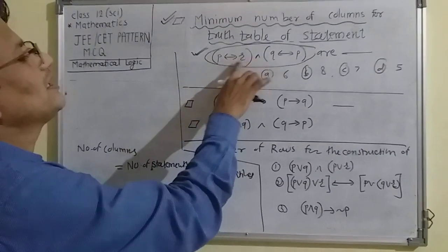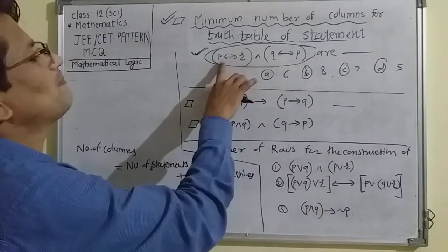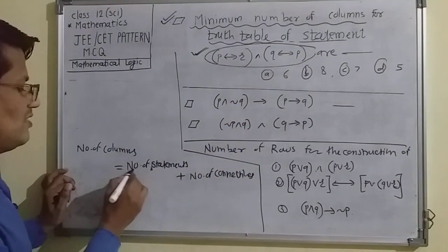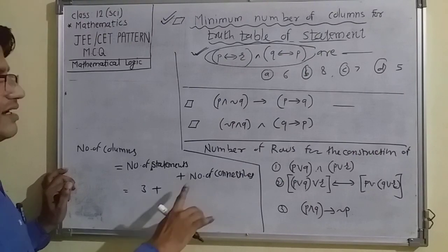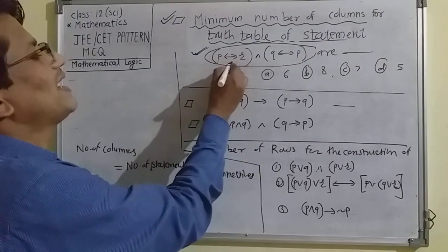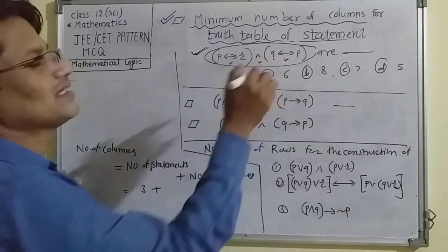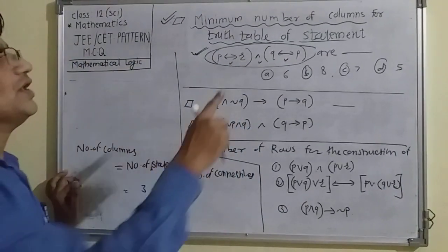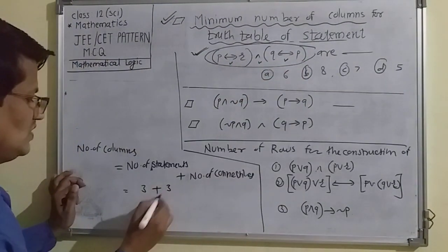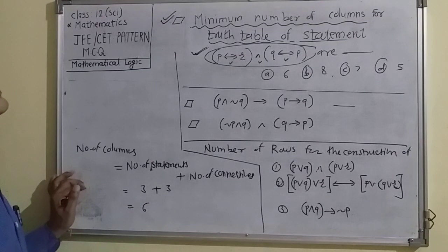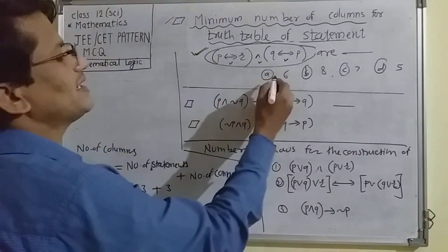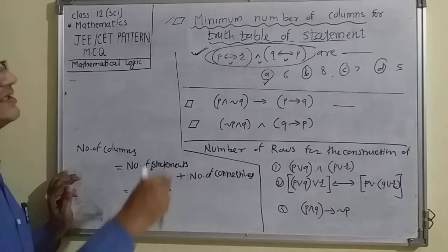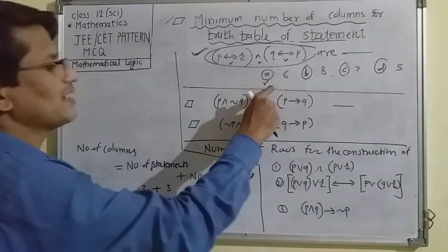Observe here P, here Q, but P is repeating. Don't take the repeating part. So P, Q and R: there are 3 statements, plus the number of connectives. The connectives: this is 1, this is 2 and this is 3. Just observe, these are connectives; the double implies appears twice, so take 2. So 3 plus 3, the answer is 6. So the answer to this question is option first. That means the minimum number of columns must be 6.